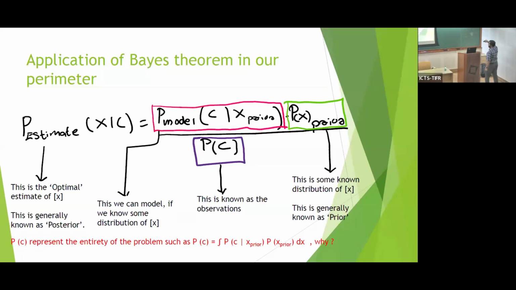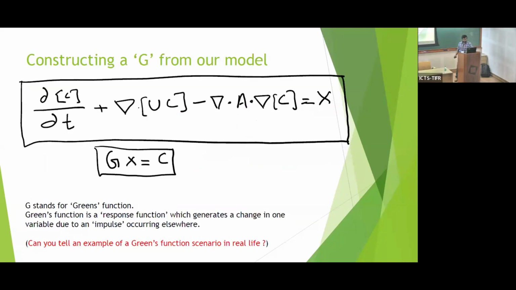P(C), as you see here and in the previous slide presentation, represents the entirety of the problem, which is an integral of the prior, the probability of the prior, into dX. It's a critical thinking question I open to you to think about. There are some references towards the end of my slides. You read the book and try to understand how the entirety of the problem came into the picture, because this is the truth, that's the reason, okay, the simple answer.